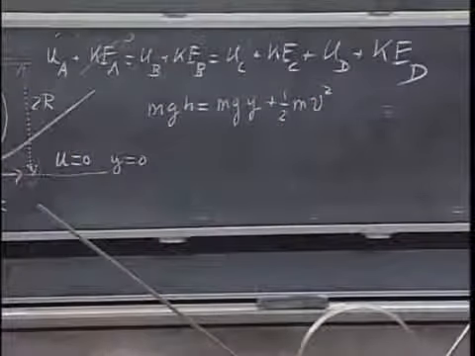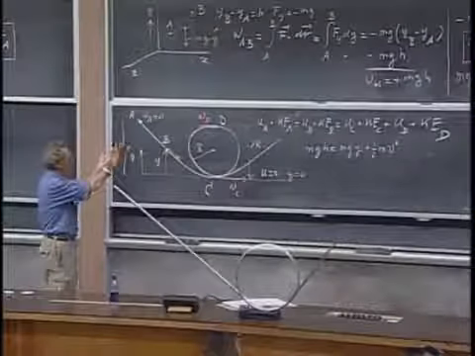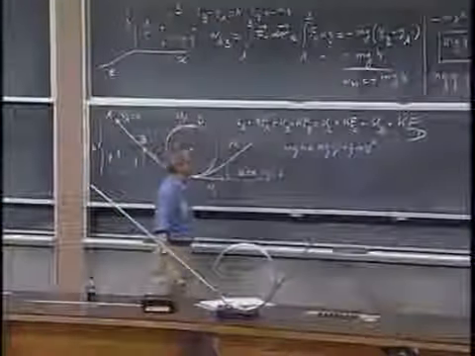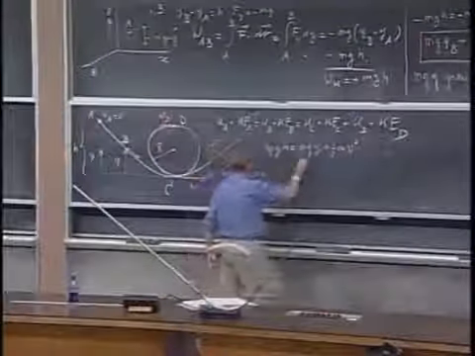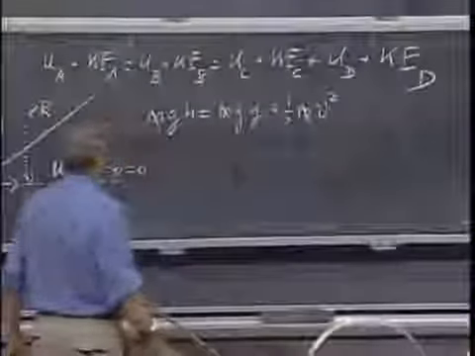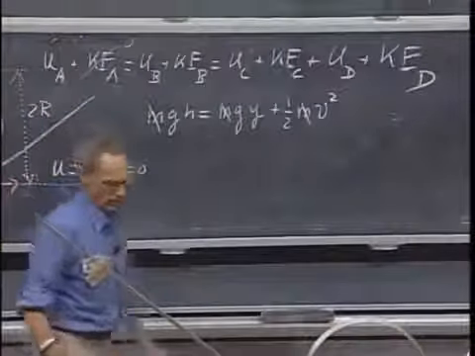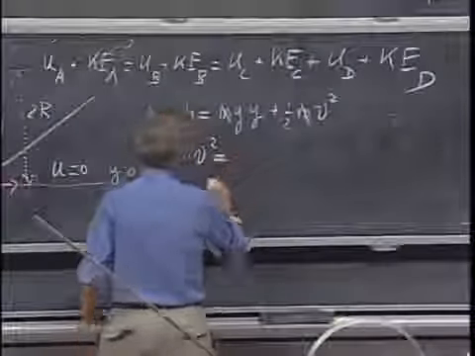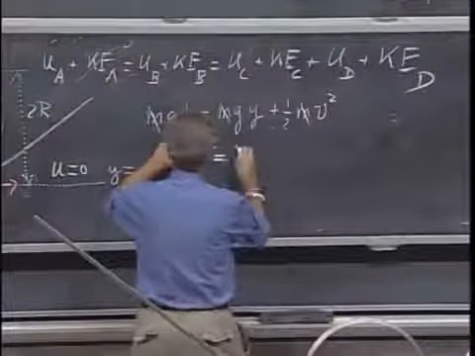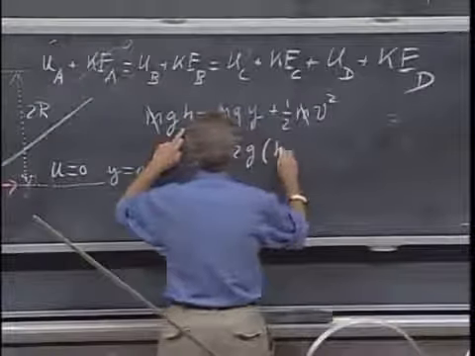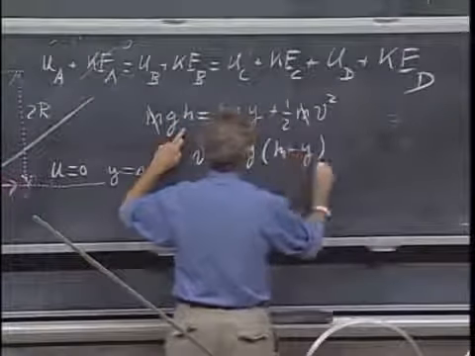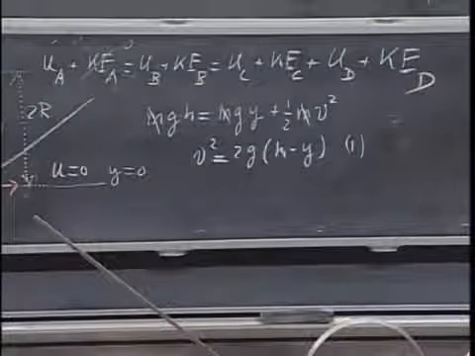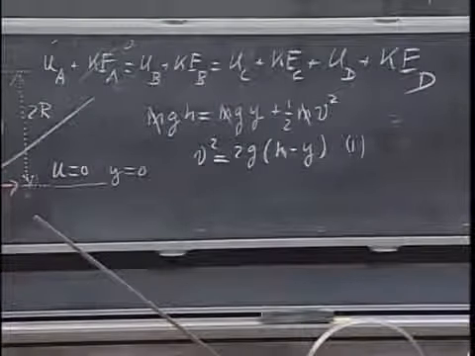This should hold, what you see there should hold for every point that I have here. It should hold for A, for B, for C, for D, for any point. I lose my m. And so you find here, let me summarize it, that v squared equals 2g times (h minus y). So this should hold for all these points. Therefore, it should also hold for point D.